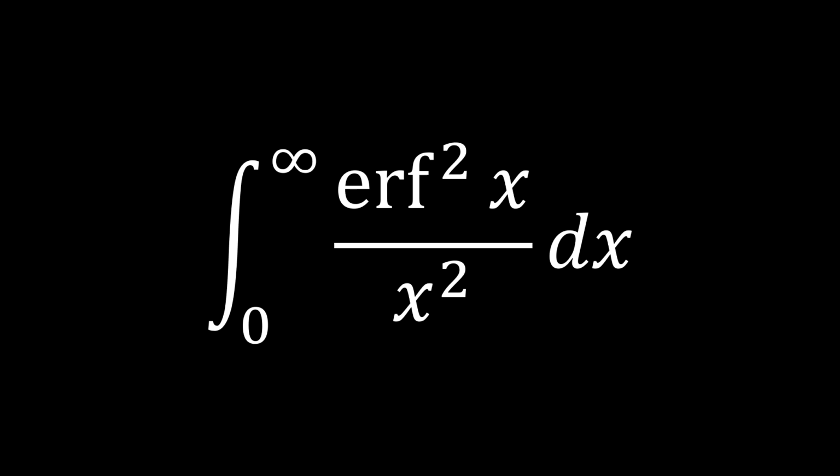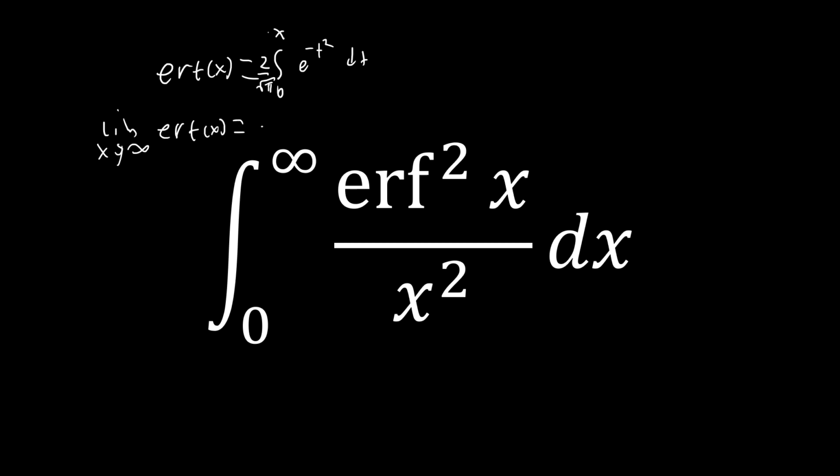As a reminder, the error function of x is essentially the fractional portion of the Gaussian integral. It's the integral from 0 to x of e to the negative t squared dt, all multiplied by 2 over square root pi. So as you can see, the limit as x goes to infinity of the error function of x is equal to, not 0, sorry, 1.